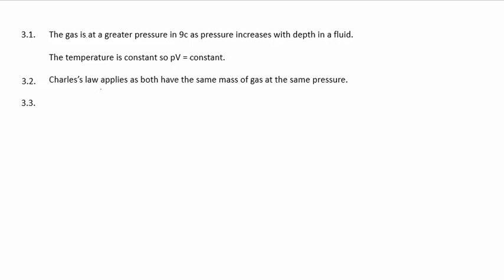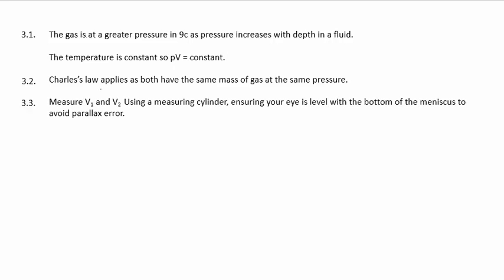In 3.3, we now have to explain why volume 1 and volume 2 can be determined, identifying a suitable measuring instrument and explaining a suitable procedure to eliminate possible systematic error. Well, we'd measure V1 and V2 using a measuring cylinder. We'd ensure our eye was level with the bottom of the meniscus. This avoids parallax error.